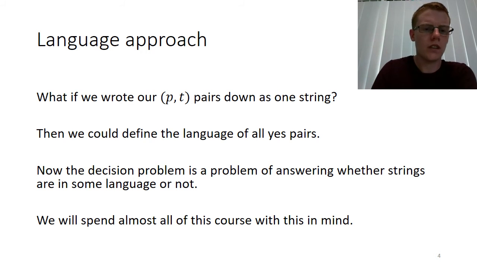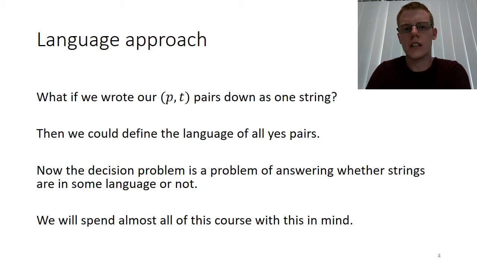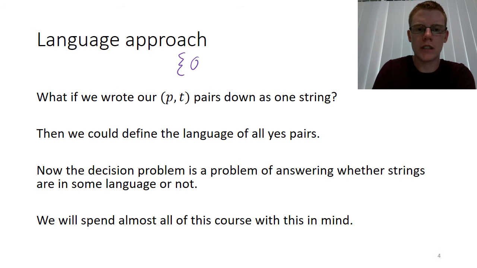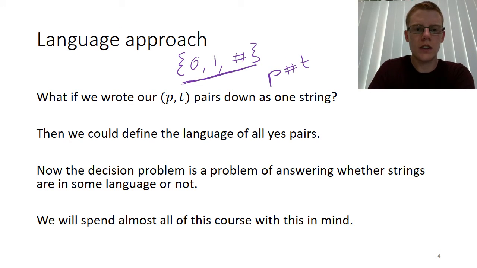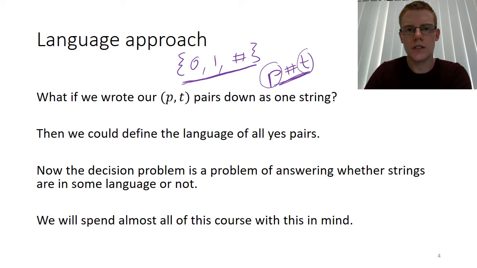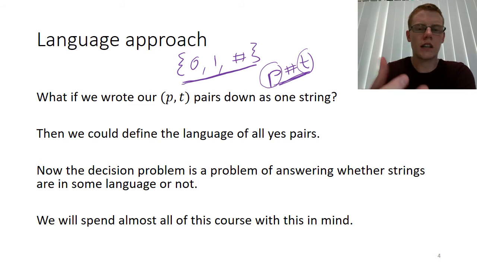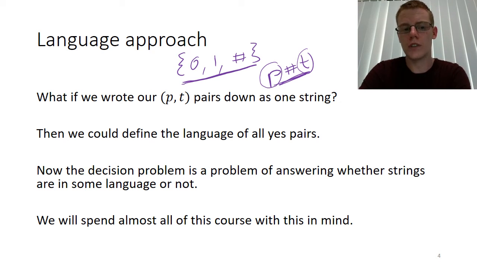So first, what if we wrote down the pairs of P and T using a slightly bigger alphabet, say 0, 1 and hash? That way we can tell which part is which in the pair, written down as one string, so P hash T. Well, then we could define a language over this alphabet that just consists of all of the strings in this form, such that the pattern at the front of the string is in the text at the end of the string. And we can see how that clearly fits our idea of the definition of a language.